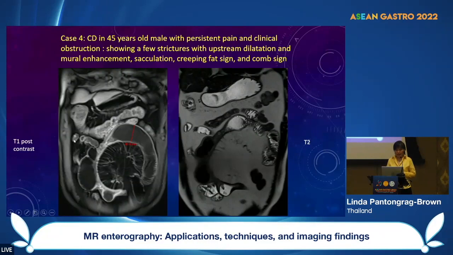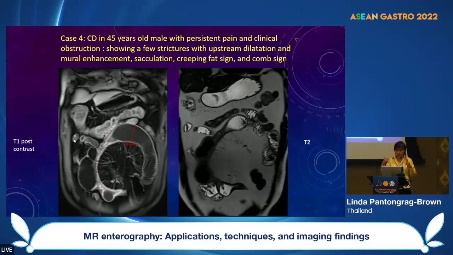Another case of 45 years old male, again, known Crohn's disease, present with persistent abdominal pain and clinical obstruction, nausea, vomiting. Again, MR enterography was requested to see what is the extent of the disease and how the disease activity is happening. So this is a T1 post-contrast, and this is T2. You can see here that there are two sites of stricture. Right here, 1 and 2 here.